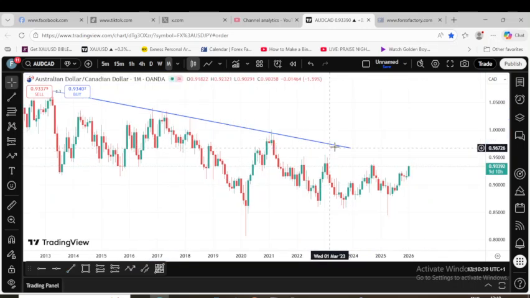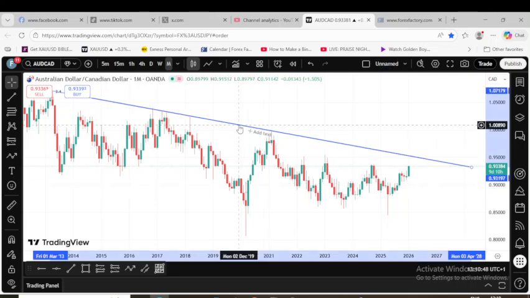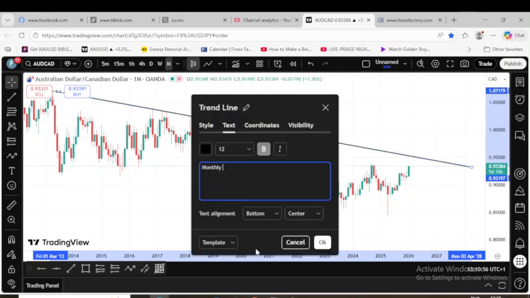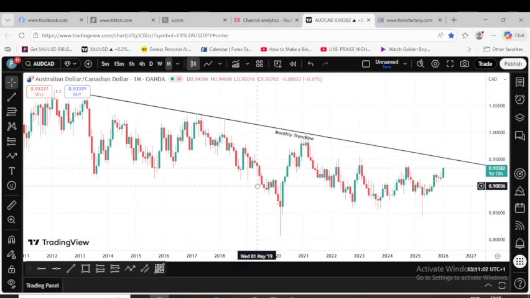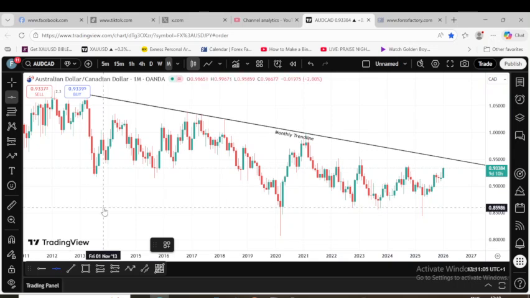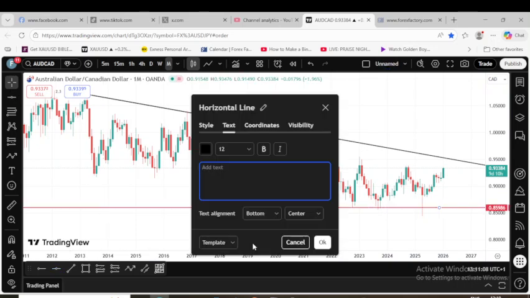So, just off the top here, I can already draw a trend line right here. Let's make it black, and this is our monthly trend line. Followed by that, let's identify our monthly zones.